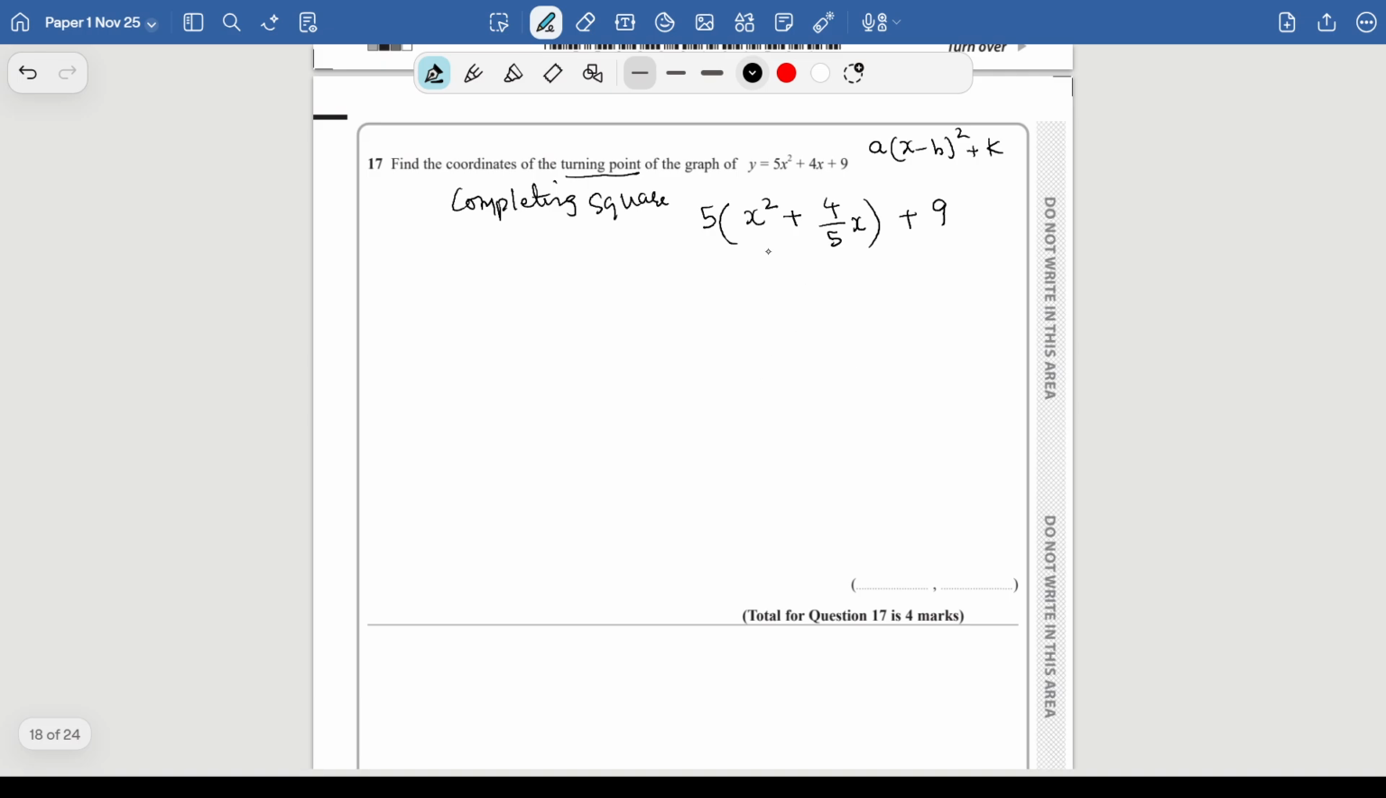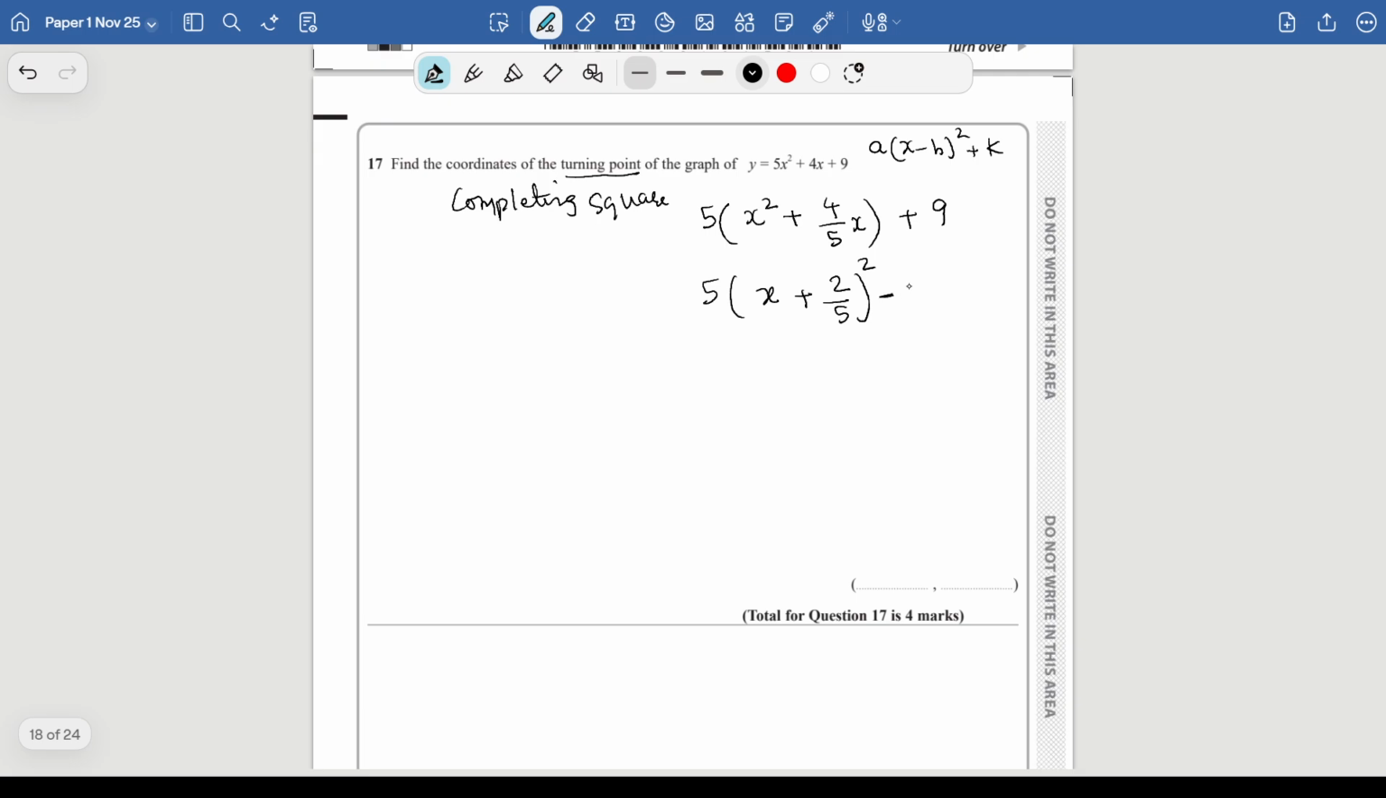Now focusing only on this part, we have x squared plus 4 over 5 x. To complete the square, write it in the squared form. Half of 4/5 is 2/5. So we can write it like (x plus 2/5) squared, and then outside it will be the square of this, so that's 4 over 25.